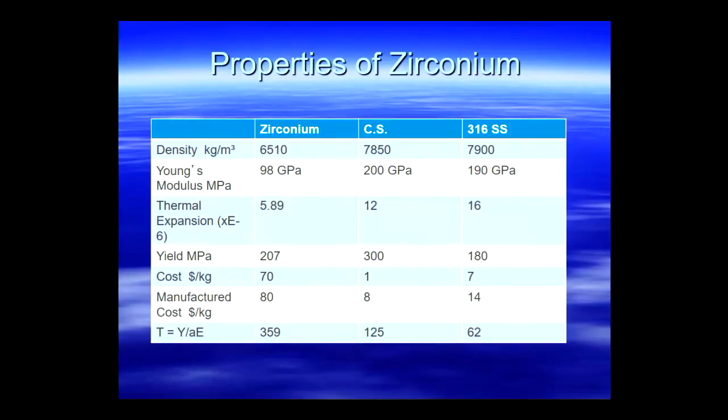What are the properties of zirconium? Well, I've got listed 3 here: zirconium, carbon steel, and 316. 316 is another common grade of stainless steel. I've listed the density there.